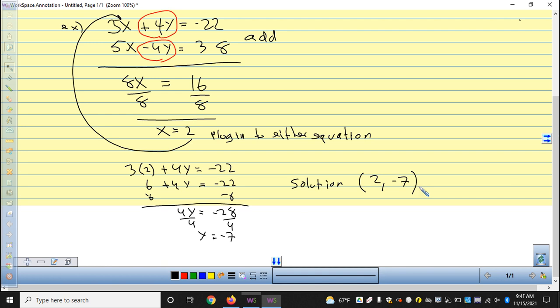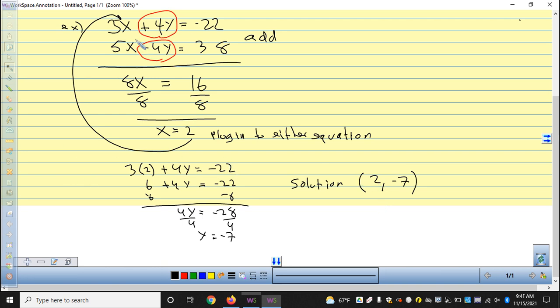All right. Questions on what we did there? And isn't that nice how this works out? It's quite a bit less work than the other two methods. And this system only has one solution, right? One solution, 2, negative 7.